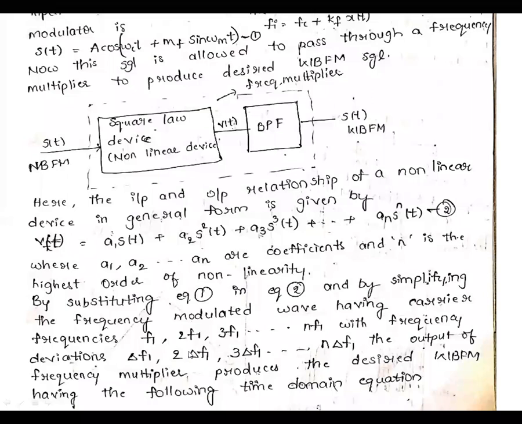When the number of side bands is more, the signal may be called a wide band frequency modulated wave. Wide band frequency modulated wave. Okay, so that is the wide band effect.